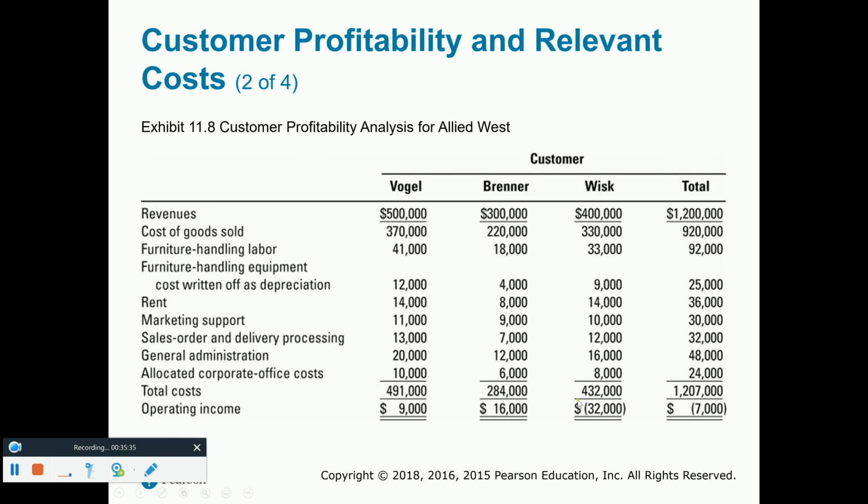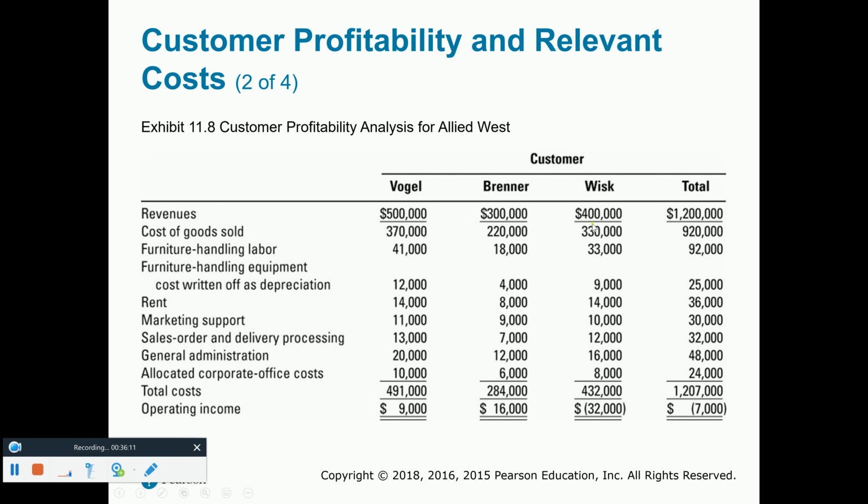Well, you have to go beyond just looking at this operating income, which is negative $32,000, because there are certain costs in here that are not relevant to the decision. Example, depreciation. You see this depreciation of $9,000 in Whisk column? That $9,000 of depreciation is going to continue whether we drop Whisk or not. Remember, we bought the fixed asset already. It's a sunk cost. We will have the depreciation expense whether Whisk continues as a customer or not. So the $9,000 is irrelevant.